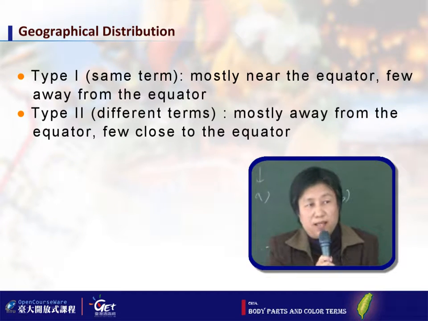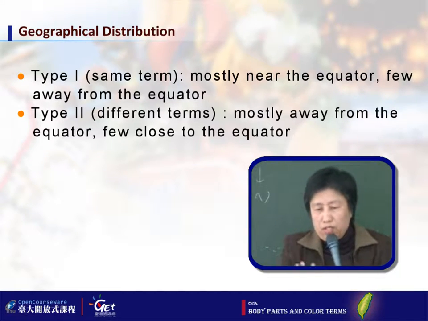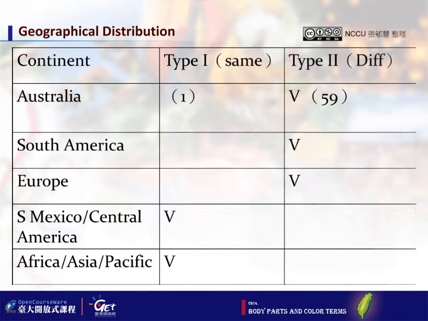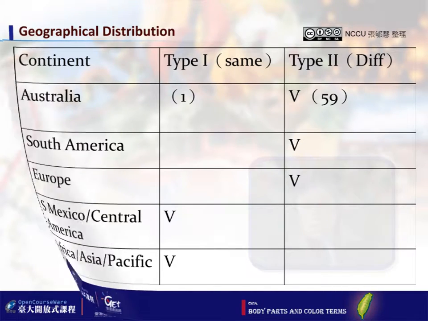So by looking at the map, we see there are different distributions. In the geographical distribution, we can also see that type 1, the same one, in Australia is one language showing that pattern, and then a lot of others are showing a different pattern. In South Mexico, Central America, Africa, and Asia Pacific, these are all type 1. All these languages are close to the equator, and type 2 is mostly away from that.